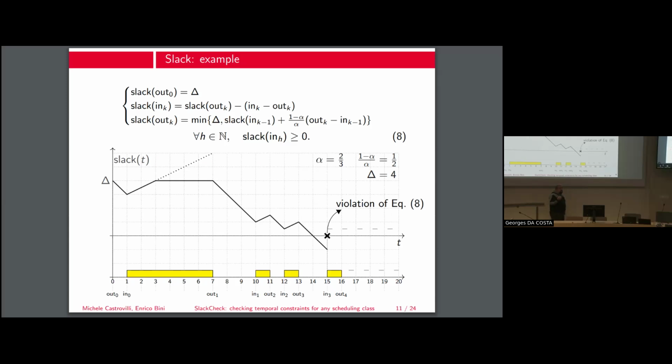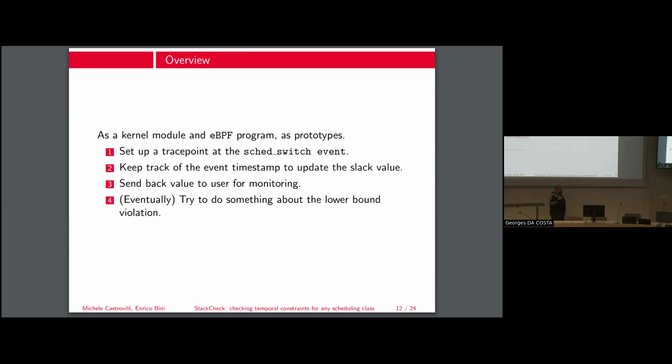How difficult is it to do all this? My implementation was simply to check the sched switch event, put a trace point in there, and then just filter for my process ID that I'm attending, and then just update this slack. A few things that I had.